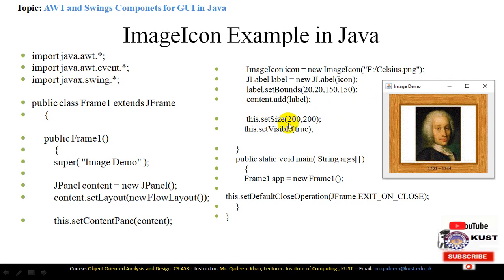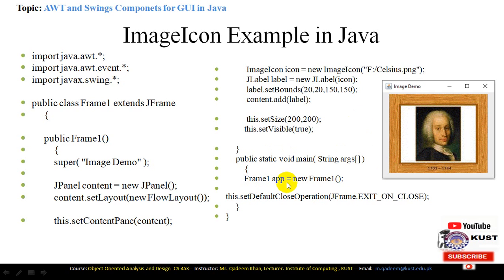this.setSize(200, 200) defines the size of the full window. And this.setVisible(true) means the window will appear when the program is executed. If we define false, the window will not appear. Public static void main: this is the main function, and every Java program must have one main function because program execution starts from main.